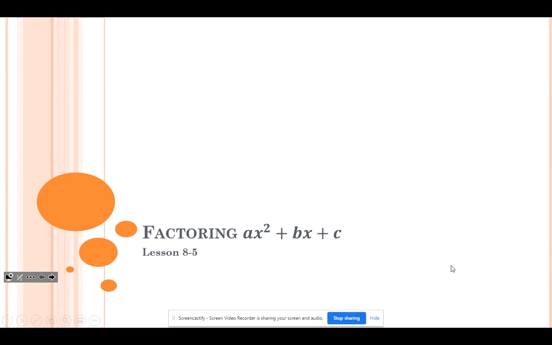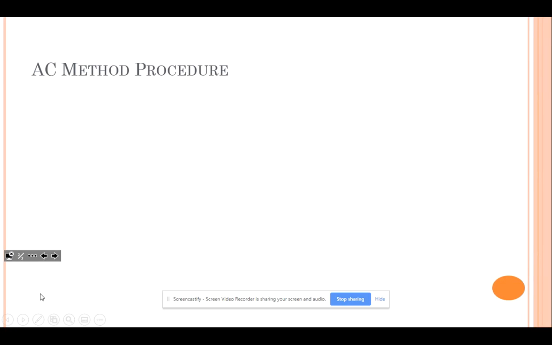This is lesson 8-5, factoring ax squared plus bx plus c. To factor ax squared plus bx plus c, we use a method called the AC method. Here's the procedure for the AC method.